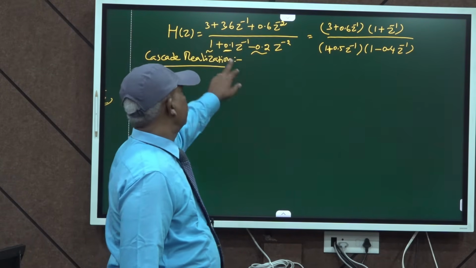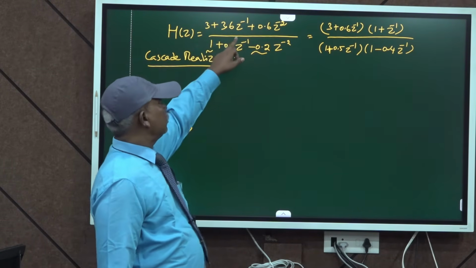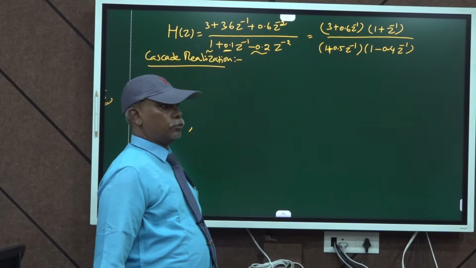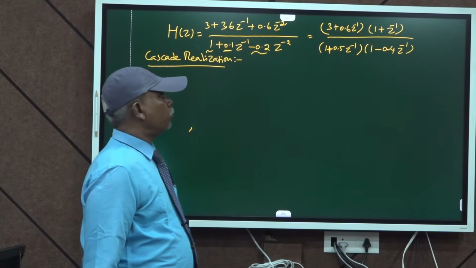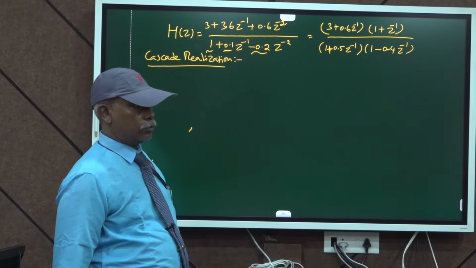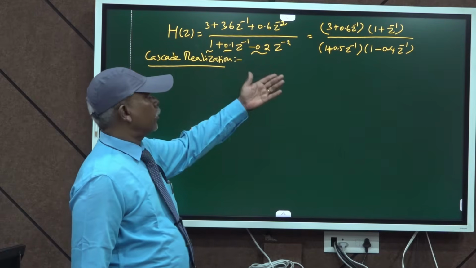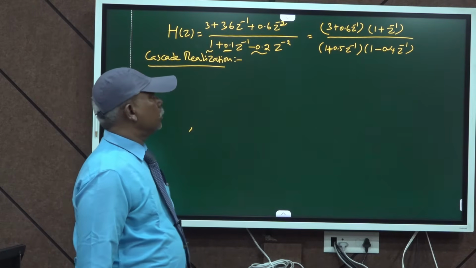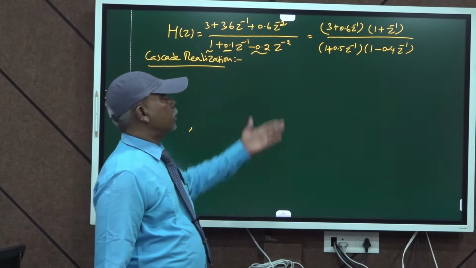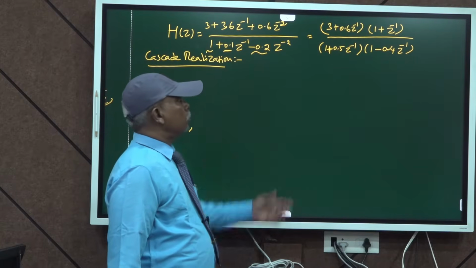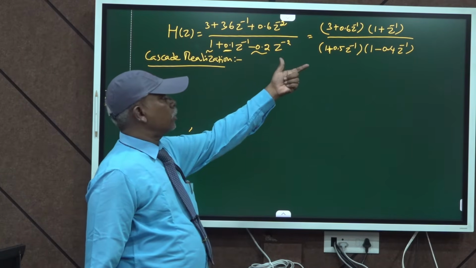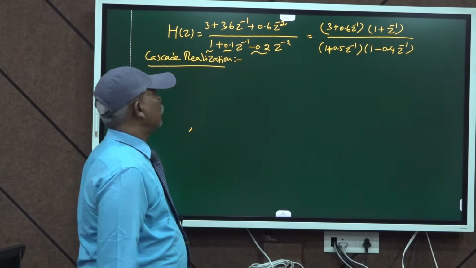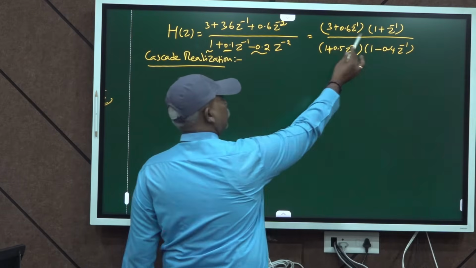You take two factors. Here the numerator is 3 plus 3.6 z power minus 1 plus 0.6 z power minus 2. One factor is 1 plus z power minus 1, where z is equal to minus 1. Another factor is z equal to minus 0.6 by 3. That is 3 plus 0.6 z inverse and 1 plus z inverse. If you have a doubt, you multiply both the things.